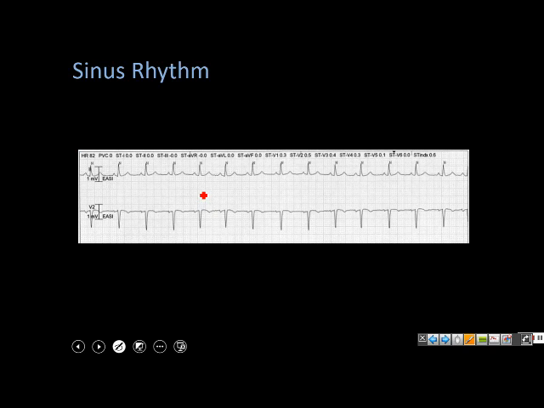Here's an example of a rhythm strip with sinus rhythm. You can see on the strip, the heart rate is already calculated for you. It says it's 82 beats per minute. There is one P wave for every one QRS. The rhythm is regular. There's even spacing between R to Rs. And this is normal sinus rhythm.